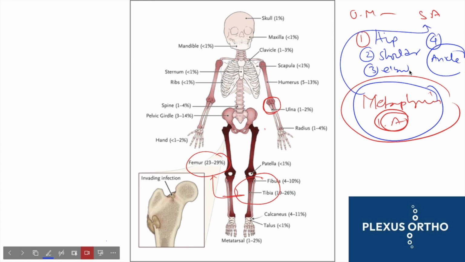So what are the joints where the metaphysis is intra-articular? One is the elbow, two shoulder, three is the hip joint, and four is the ankle joint. The knee is not. The metaphysis is not intra-articular in the knee, and therefore the osteomyelitis does not get converted to septic arthritis.